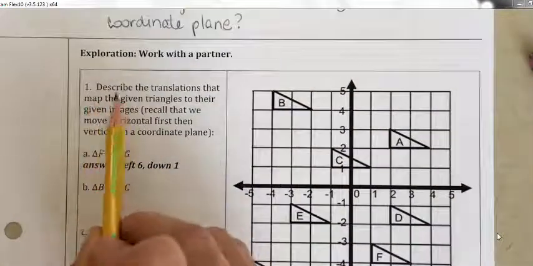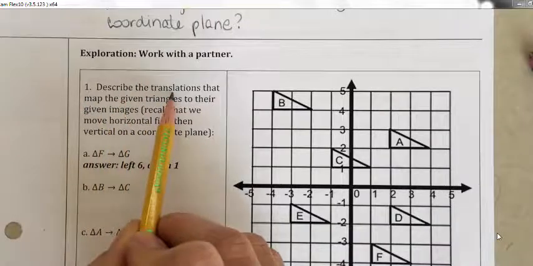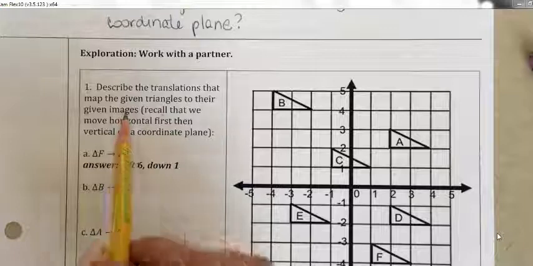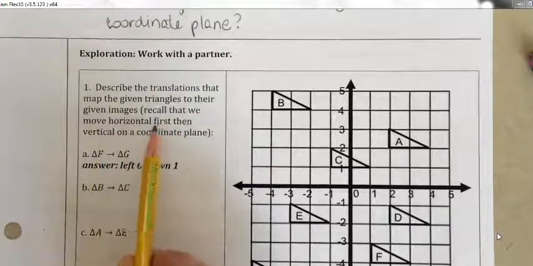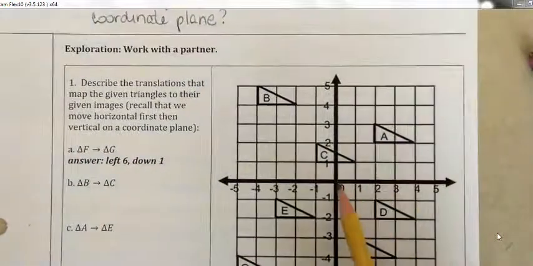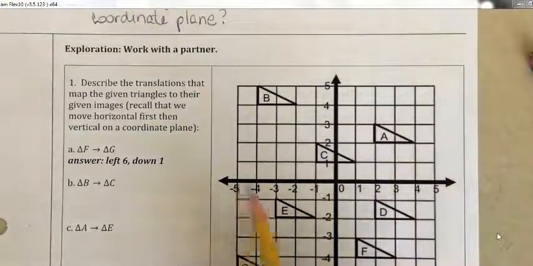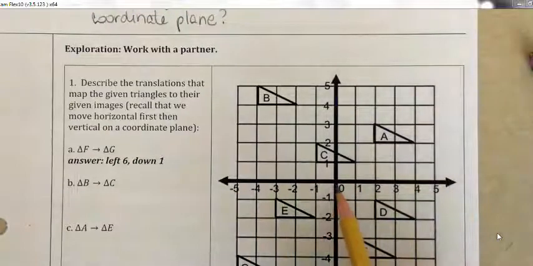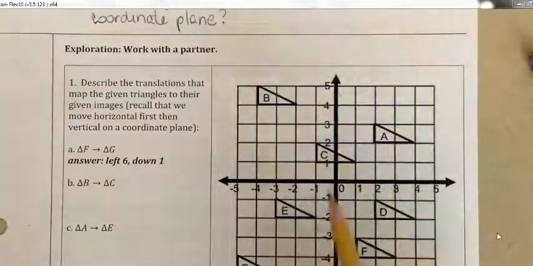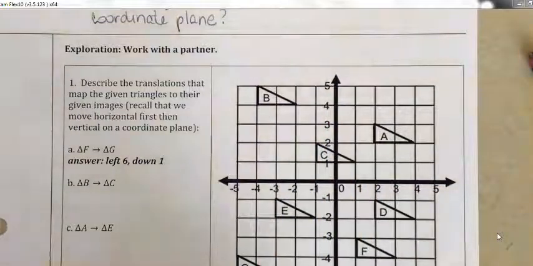So what we're going to do is describe the translations that map the given triangles to their given images. Recall that we move horizontal first, then vertical on a coordinate plane, right? If you're at the origin and you were going to graph a point, you would move along the x-axis first. That would be your first part of the point, and then you'd move up and down after that along the y-axis. So we're going to do the exact same thing here.